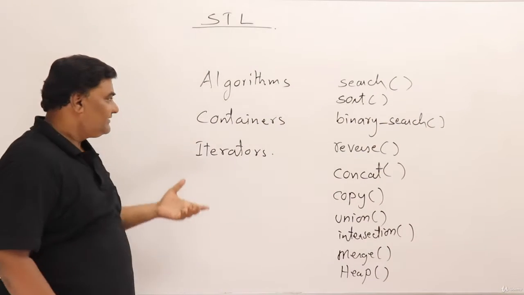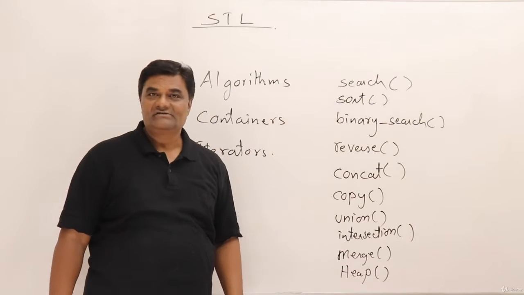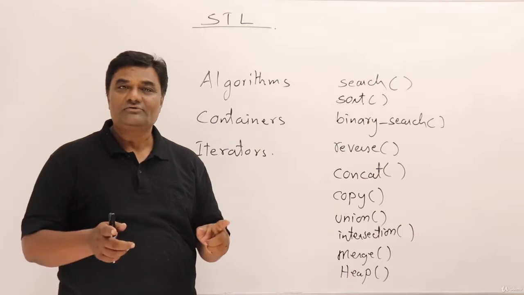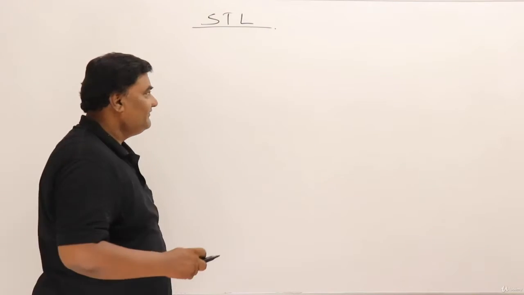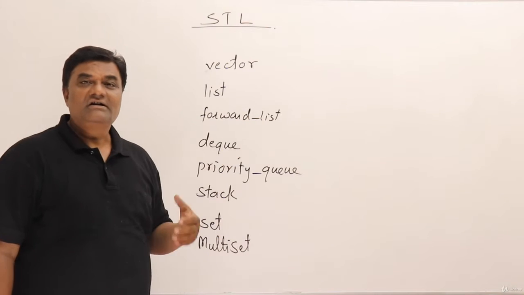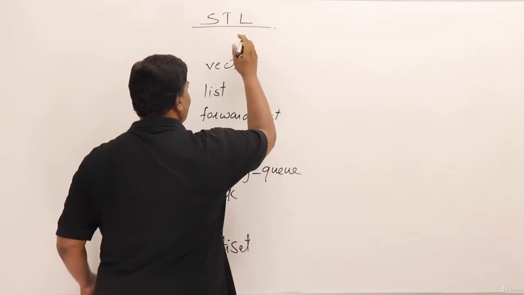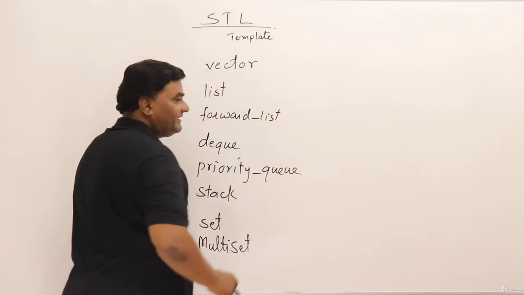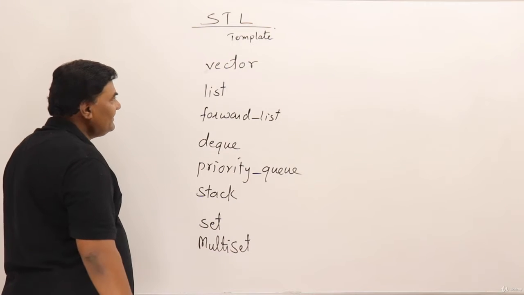Now let us look at containers. I will list down the containers, and the important thing is we have to discuss containers only. Let me write down the containers that are available. See, these are all container classes, and all these classes are template classes, meaning they are generic. They can work for any type of data. Now let us see how they are implemented.